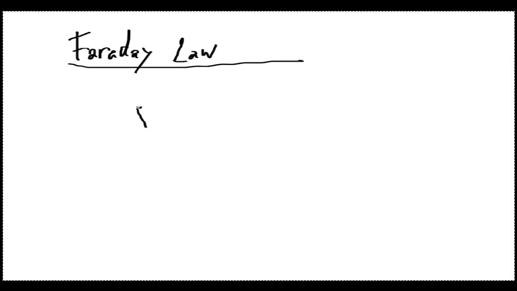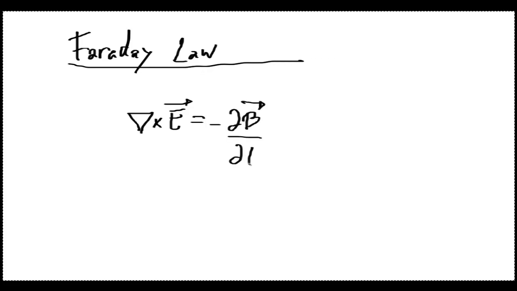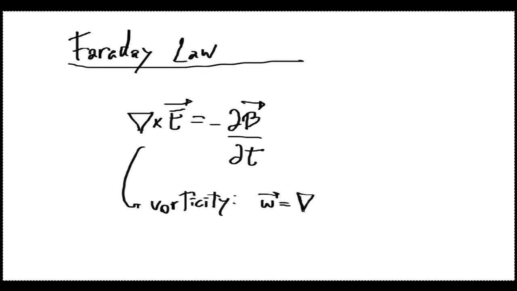The third equation, Faraday's law, states that time-changing magnetic fields create electric fields. Here we have the time derivative of the magnetic field, and the minus sign states that it will be in the opposite direction, and create an electric field which is very similar to the vorticity that happens in fluid mechanics. So this is the curl of the E vector.